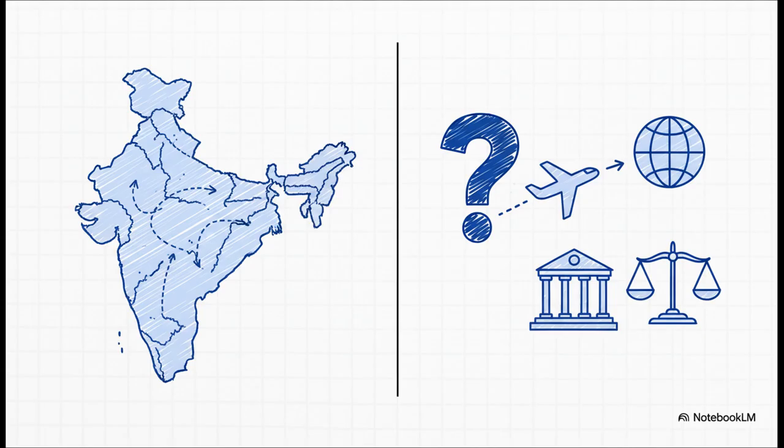They said, look, the right to travel abroad isn't explicitly part of Article 19's freedoms. However, if the government is going to restrict it, the procedure they use has to be fair, just, and reasonable under another article, Article 21. It's a great example of how different parts of the Constitution work together to protect our liberties.